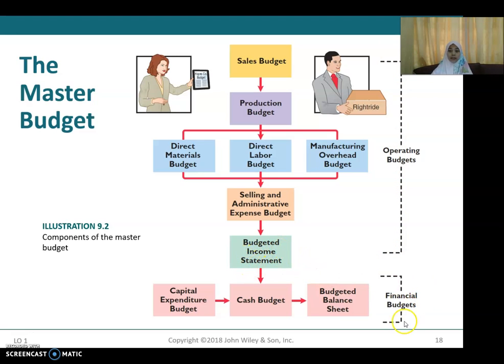Second one, you will have your financial budgets. That is, you look into your capital expenditure budget, your cash budget, and your budgeted balance sheet. So this set of interrelated budgets is known as your master budget that combines everything. Okay, so hopefully you have a better understanding of what the master budget is. That is your operating budgets and your financial budget.